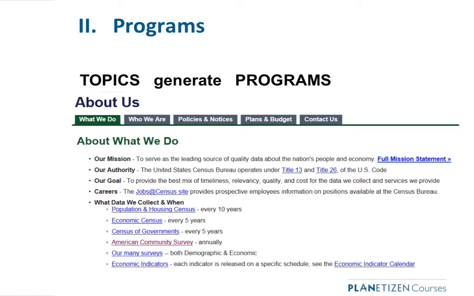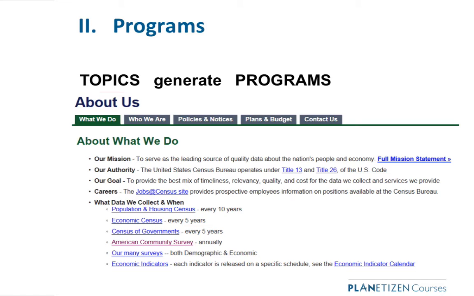Now we're moving on to the second part of this course, programs. We've talked about topics. Topics generate the programs. And I've kind of already hinted, of course, at many of the programs that come from Congress to the executive branch of the United States government, then down to states, and then down to local governments.